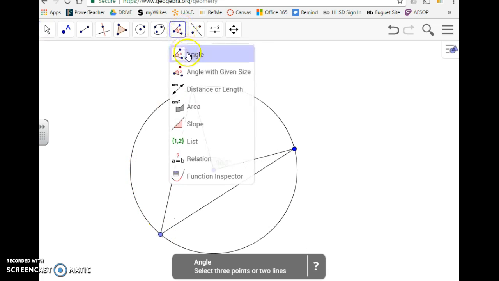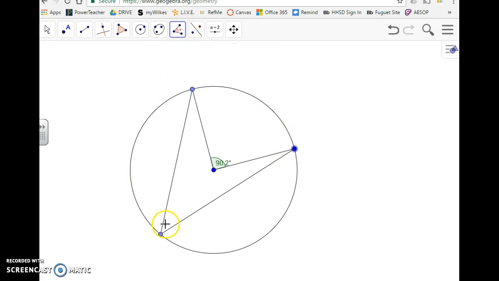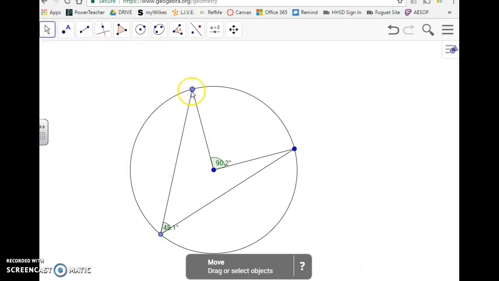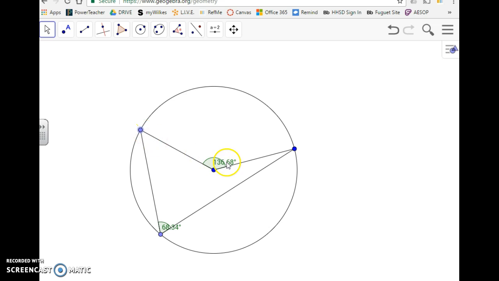Let's go ahead and take a measure here. I'm going to click these vertices, and survey says 45.1. So the central angle is 90.2, the inscribed angle is 45.1. It appears to me that the inscribed angle is half of the arc. Let's test it by dragging this around a little bit. 136, 68.3. Okay, feels pretty good so far.